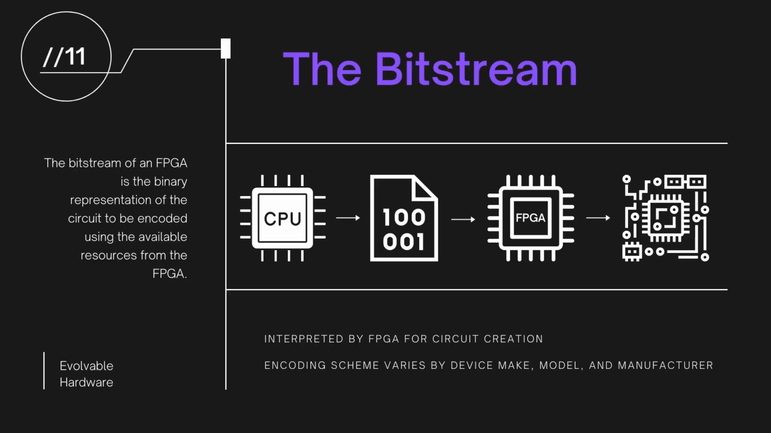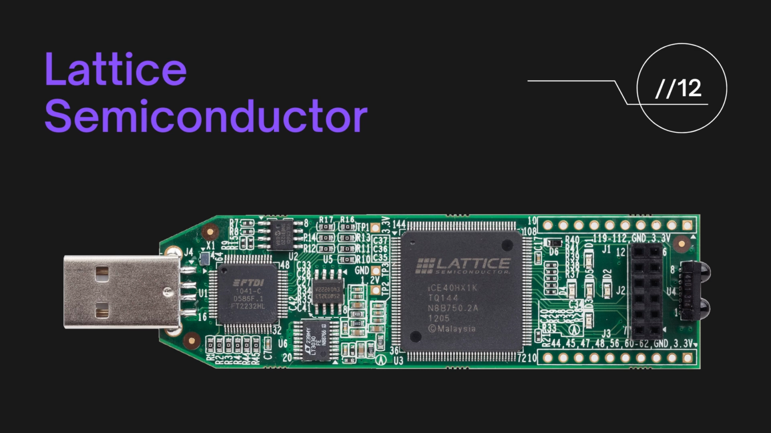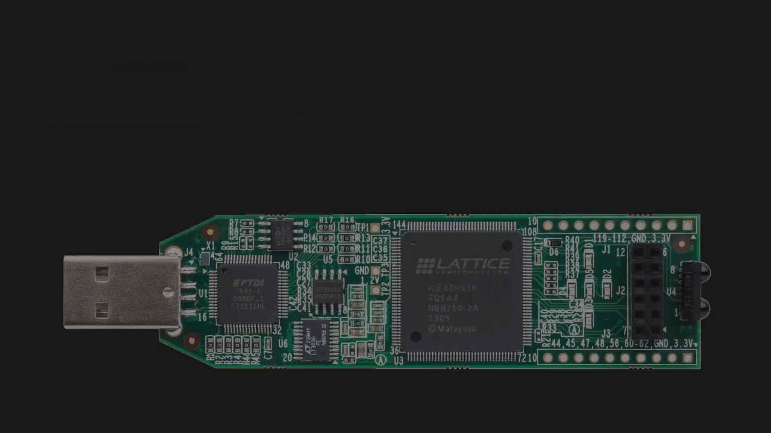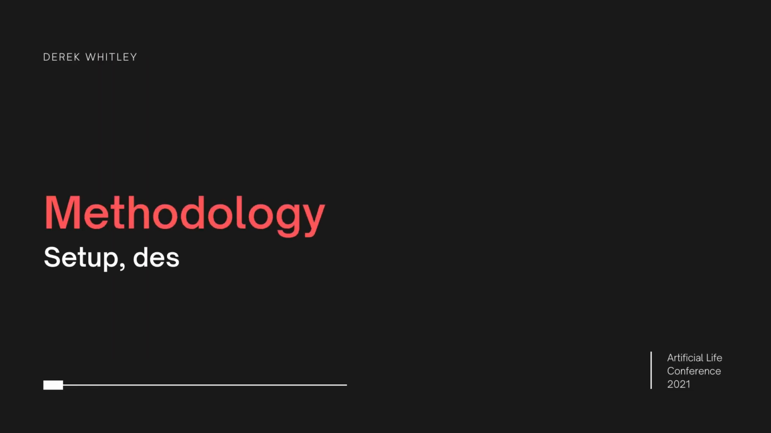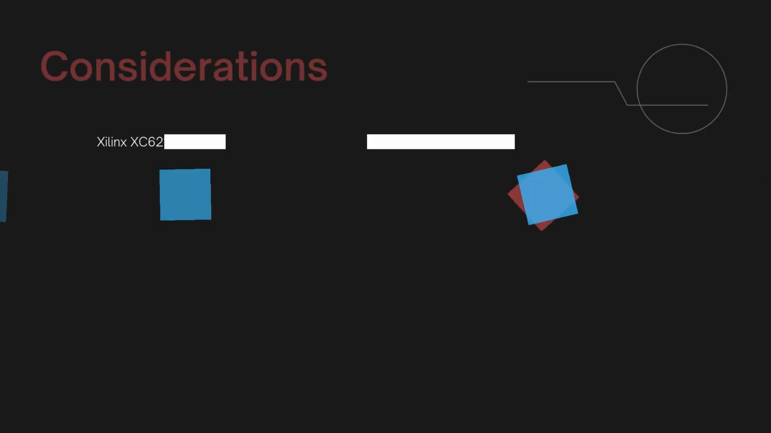The bit stream of an FPGA is the binary representation of the circuit to be encoded using the available resources on the FPGA. Bitstream formats vary by manufacturer, make, and model, meaning the bitstream for a given circuit will not be interpretable by a different model of FPGA. For the work performed here, we will focus specifically on the Lattice ICE40 HX1K FPGA and the bitstream format reverse engineered by Project IceStorm. Next, we will discuss the specific methodology that makes this work possible, the experimental setup, the technical design, and the necessary constraints.